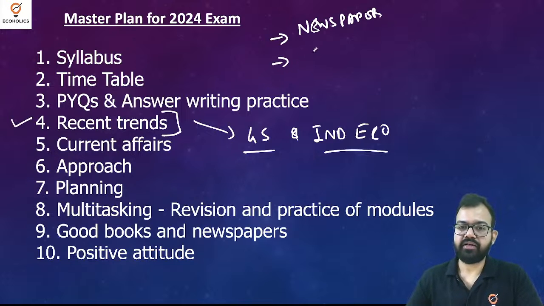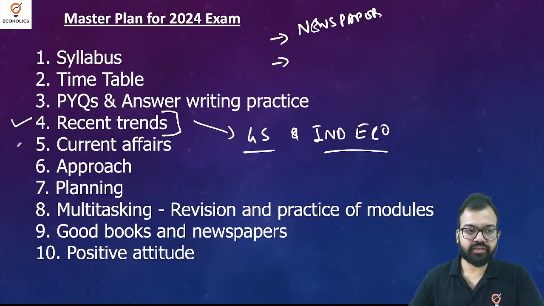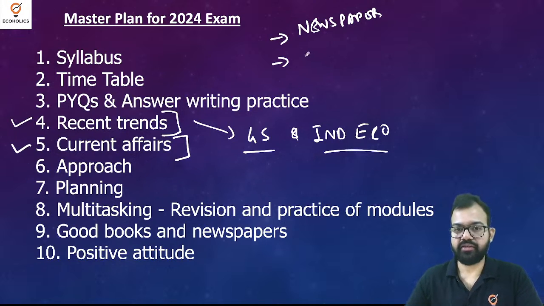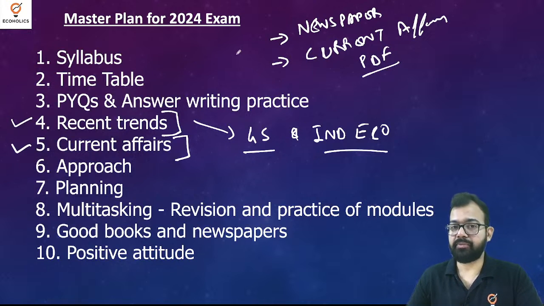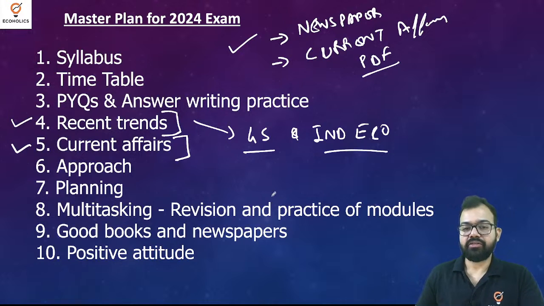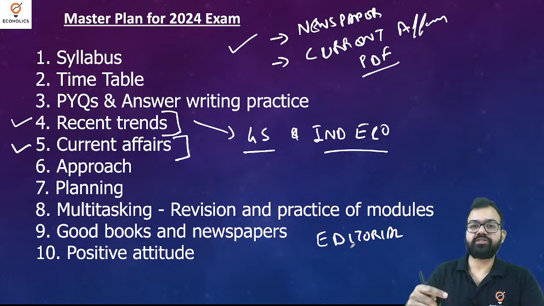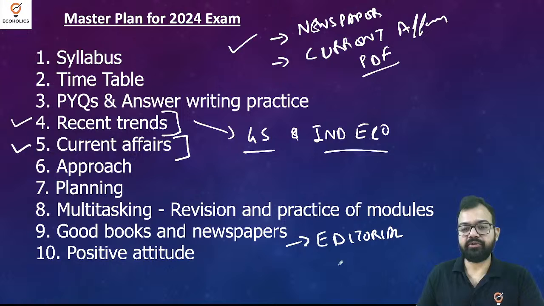And the next point is current affairs. I'll explain it along with this because these two are related. Now the current affairs PDF will be provided by Ecoholics. We provide a weekly compilation, because reading the newspaper is compulsory, my dear student. Why? Because in the editorial section, you will get the opinion: how to write the introduction, how to write the body, how to insert data, how to talk about facts, examples, and how to write the conclusion. This you will get from the editorial.